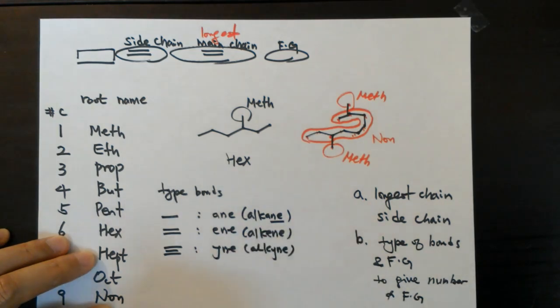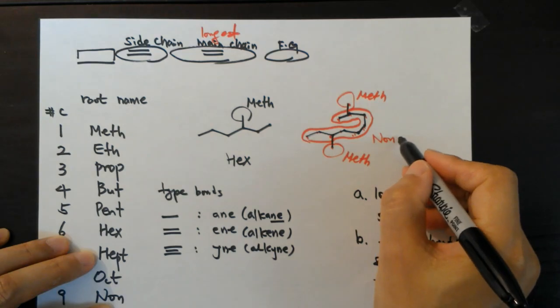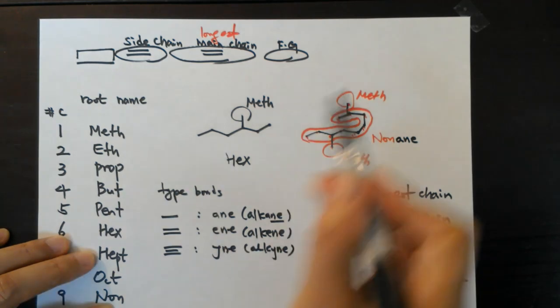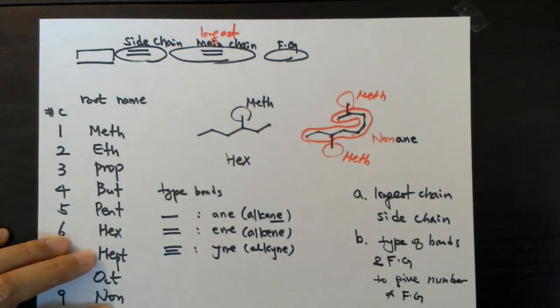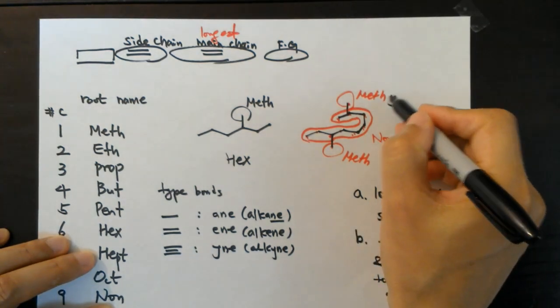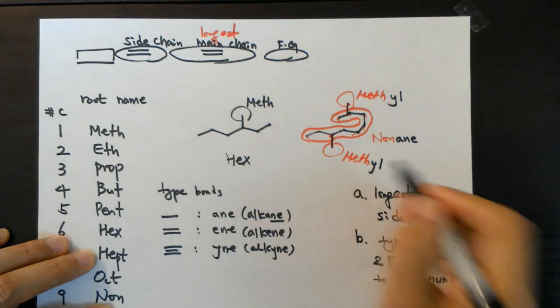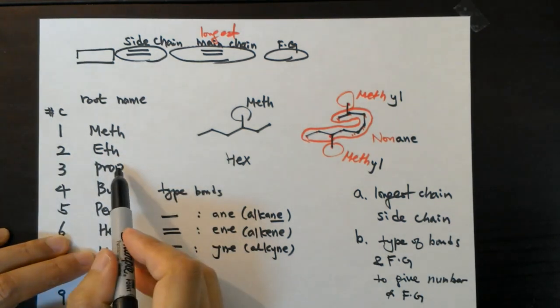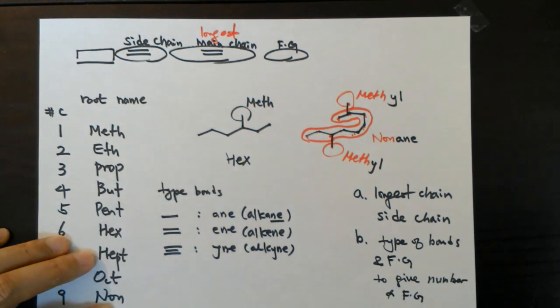So for the main chain over here, you had 9 carbons with only a single bond, so we call it non, then A-N-E, nonane. And this side chain, you don't end with the A-N-E, you put Y-L. So we call methyl. If the side chain had 2 carbons, then we would call it ethyl, propyl, butyl for the 3 and the 4 carbon side chain.